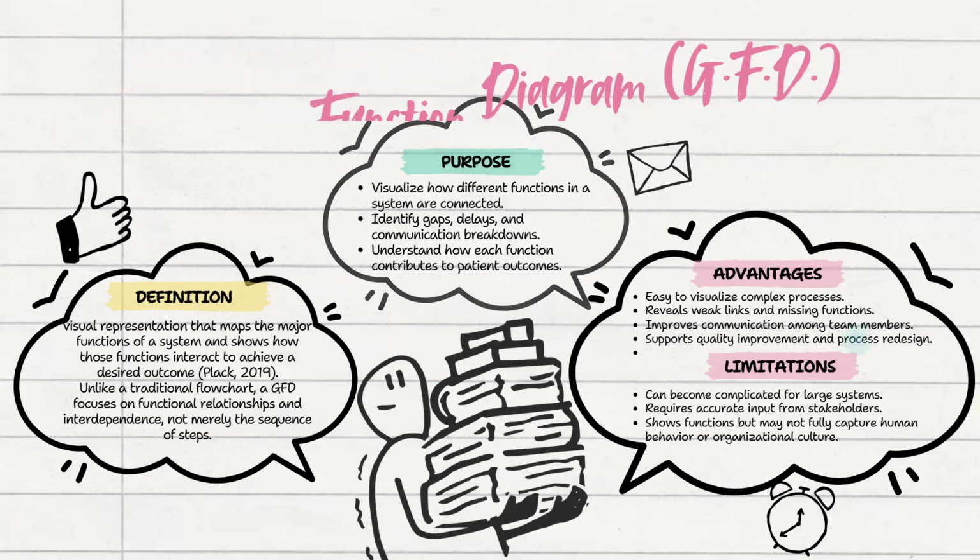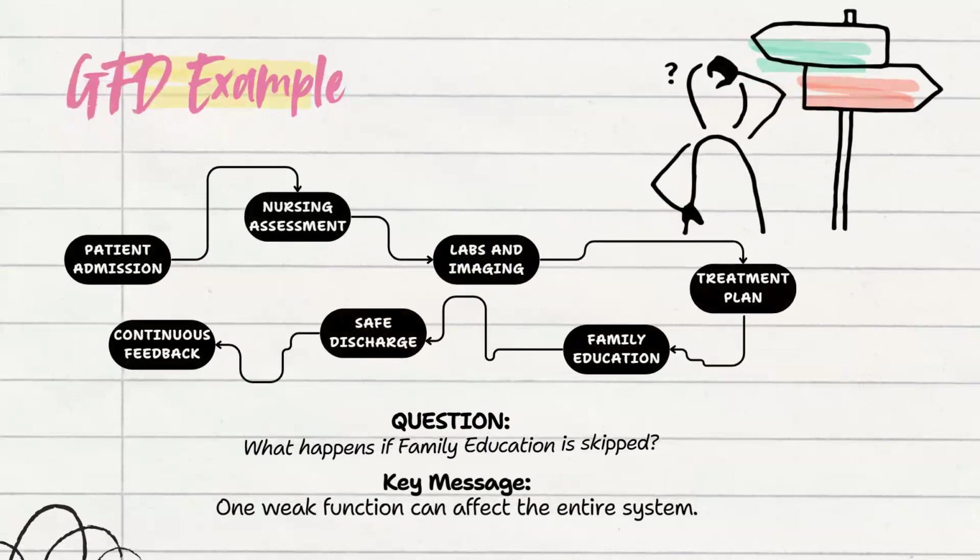Let's look at this example. A patient is admitted to the hospital, and nursing does the initial assessment and coordination. Then the labs and the rad techs do the imaging, which helps support decision making for our patient. Then our physician develops a treatment plan individualized for the patient. Throughout the admission, we give family education or patient education. Then a successful discharge follows afterwards. And of course, there will be continuous feedback from us and the patient.